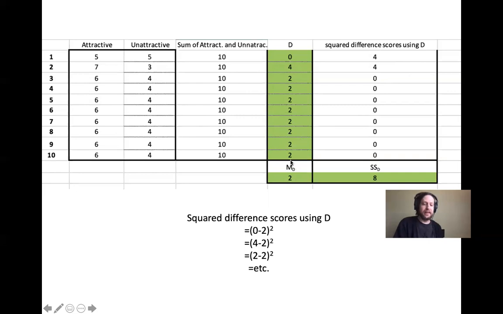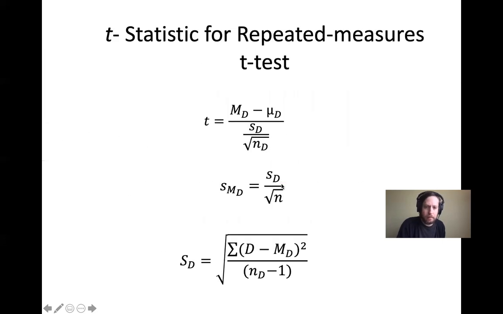So the mean difference score equals 2 right here. And are there any questions as to how I calculated the mean difference score? The sum of the d's divided by n. 20 divided by 10 equals 2 right here. So now we know this thing.